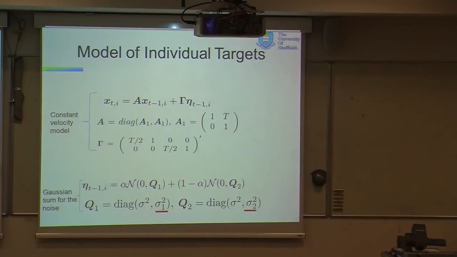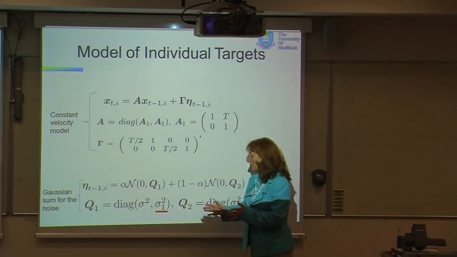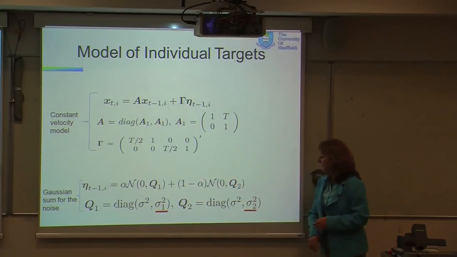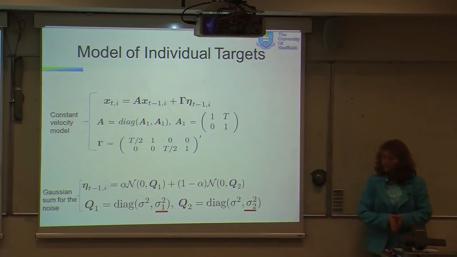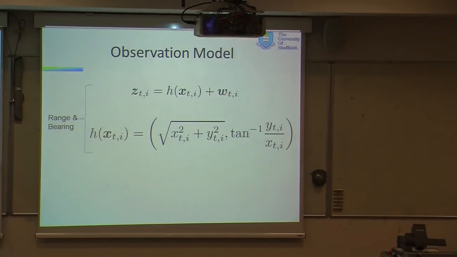This is just a detail to show the model, the so-called constant acceleration model, where we have two Gaussian components for the noise in order to have the slow motion and the abrupt motion. And that's with radar data, where we measure the range and bearing.